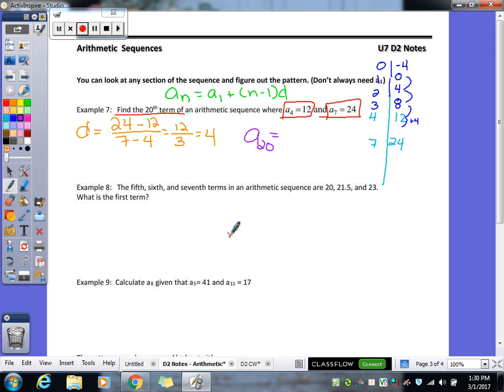So to find my 20th term, I'm going to go ahead and still use this formula. We now know our first term is a 0. We're looking for an n of 20, common difference of 4. So let's see what we get.